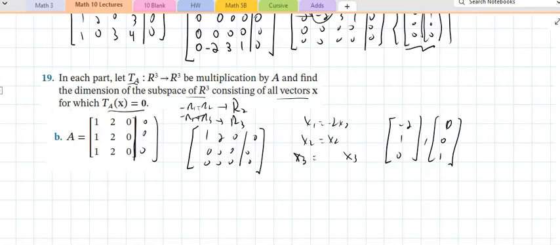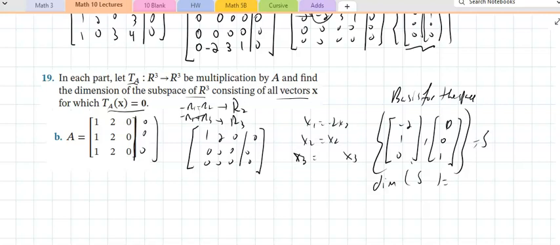Let me double check really quick. 2, 1, 0, 0, 1, 0. Okay, yeah, there you go. These are the bases for the space, and the dimension is the number of them. And that's pretty much how this section works.